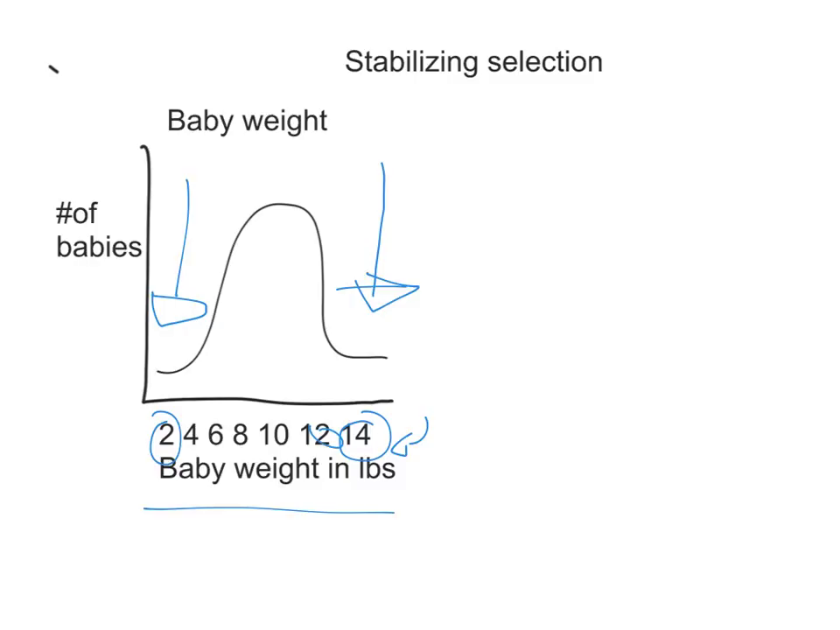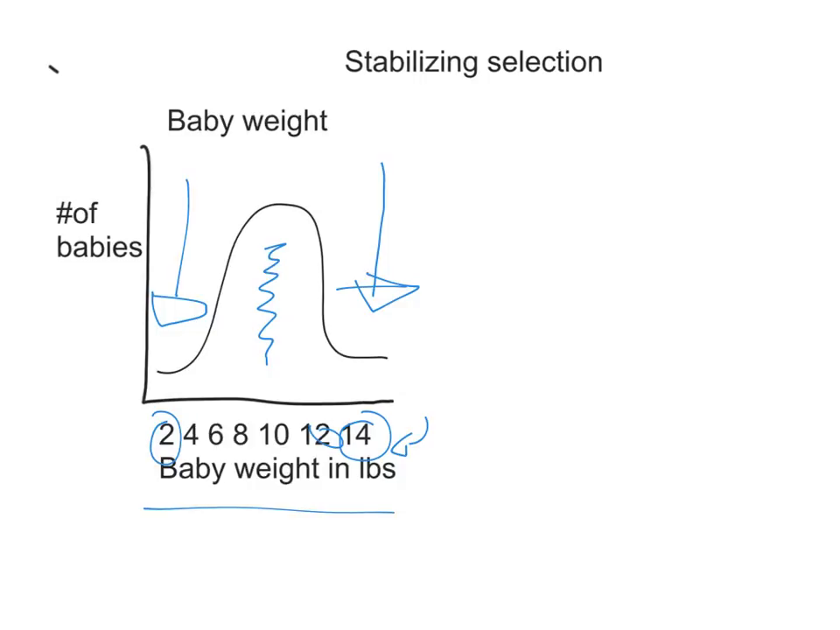They also can't really survive outside of modern medicine, okay? So the best weight for babies, the most likely for babies to survive, is if they land in this range, anywhere in the 8 to 10. The extremes, 14 and 2, are both selected against.